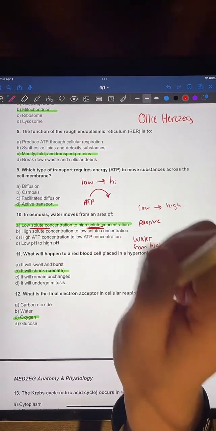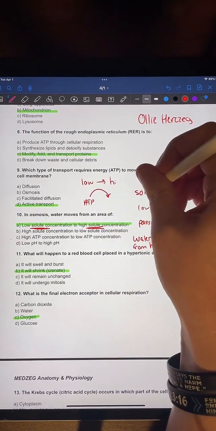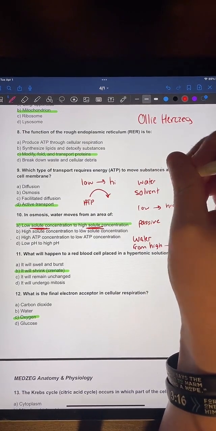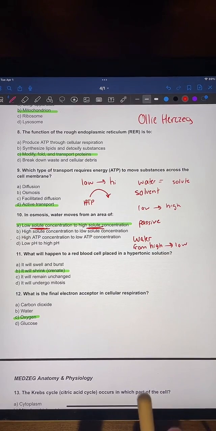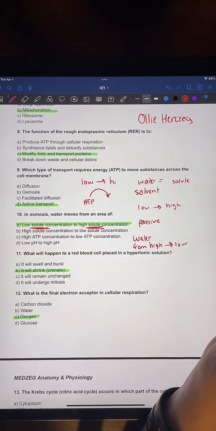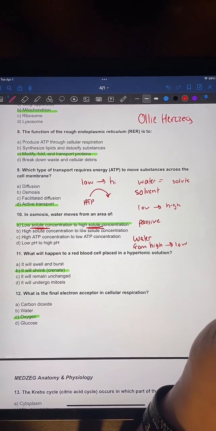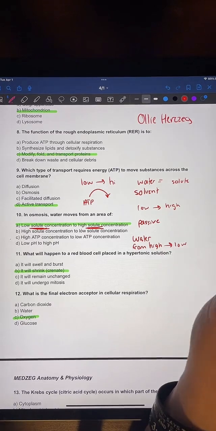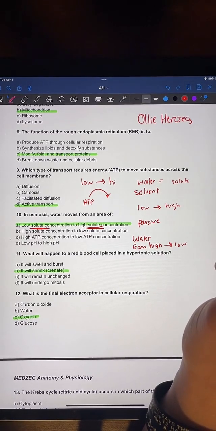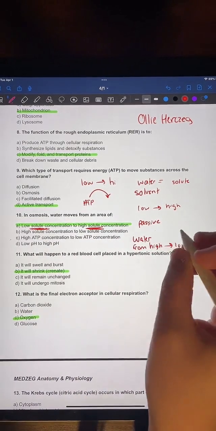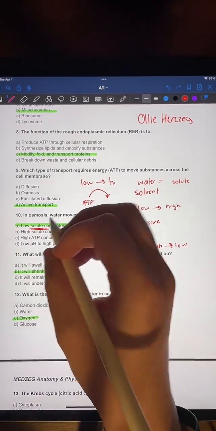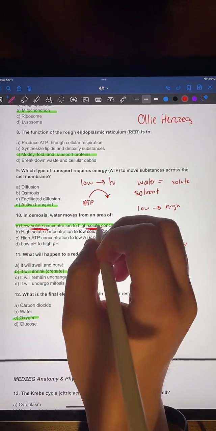Again, we're talking about solutes versus water. Water is a solvent. The solutes are what's in there. Does that make sense, everybody? Before I move on, I saw a lot of people were complaining about it, so I want to make sure we're all on the same page. I don't want to confuse anybody. Okay, perfect. Again, the solute moves from low to high. Water moves from high to low.